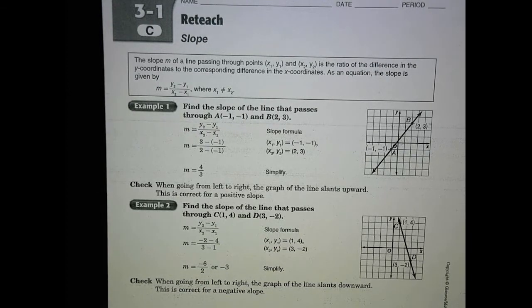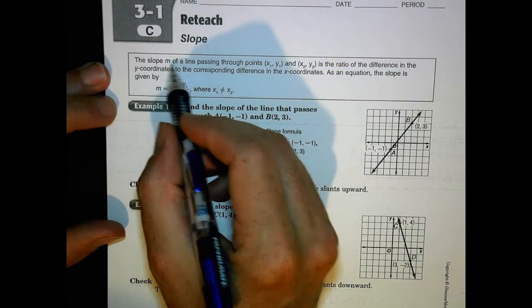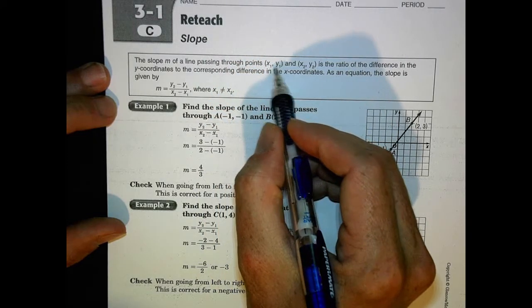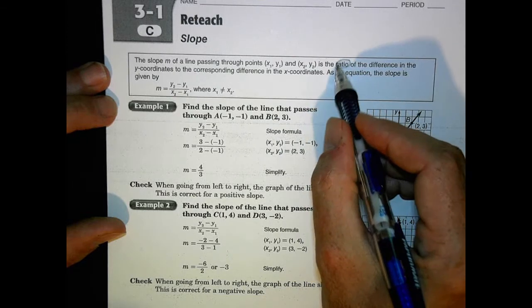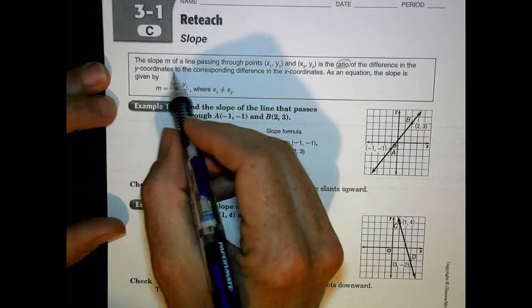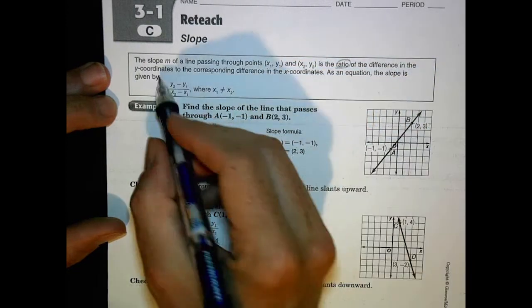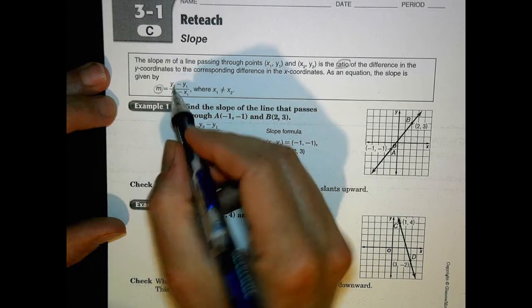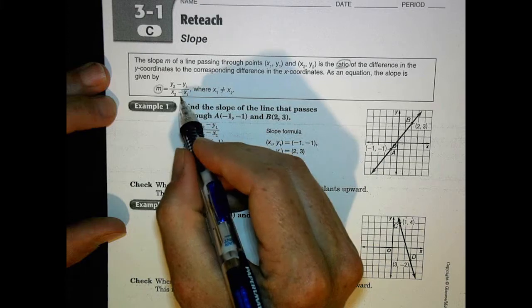Hi there, today we're going to be talking about slope, kind of a continuation from yesterday when we were talking about a constant rate of change, which really leads into what a slope of a line is all about. So our definition here says the slope m of a line passing through points x1, y1 and x2, y2 is the ratio of the difference in the y coordinates to the corresponding difference in the x coordinates. As an equation, the slope is given by m for slope equals y2 minus y1 divided by x2 minus x1.